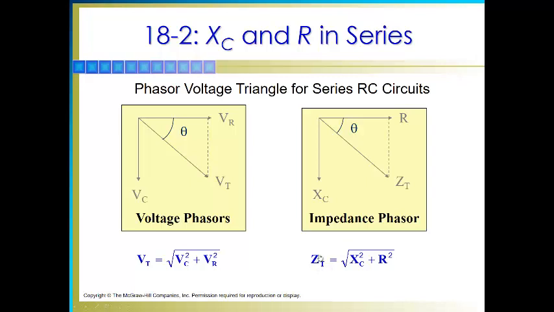Okay, so impedance again is the opposition to the current. One type of opposition is called the resistance, the other type of opposition is called the reactance. So the combination of reactance and resistance is called the impedance. So impedance represents the opposition to current.